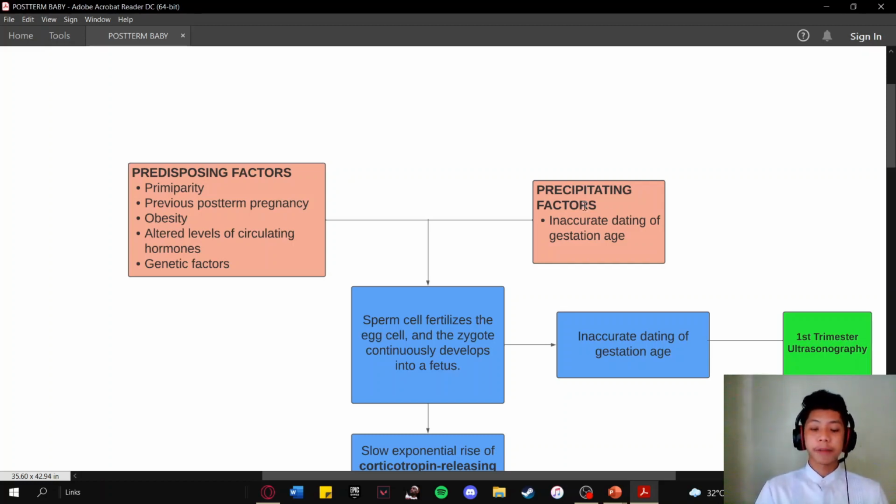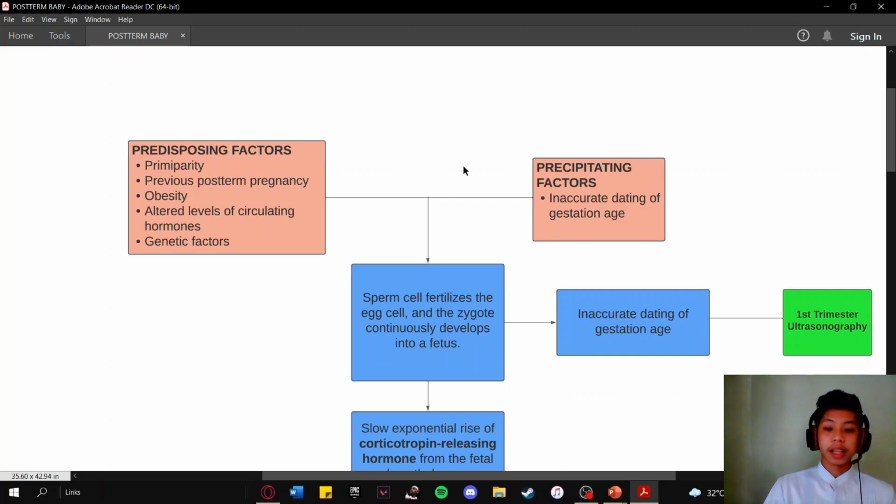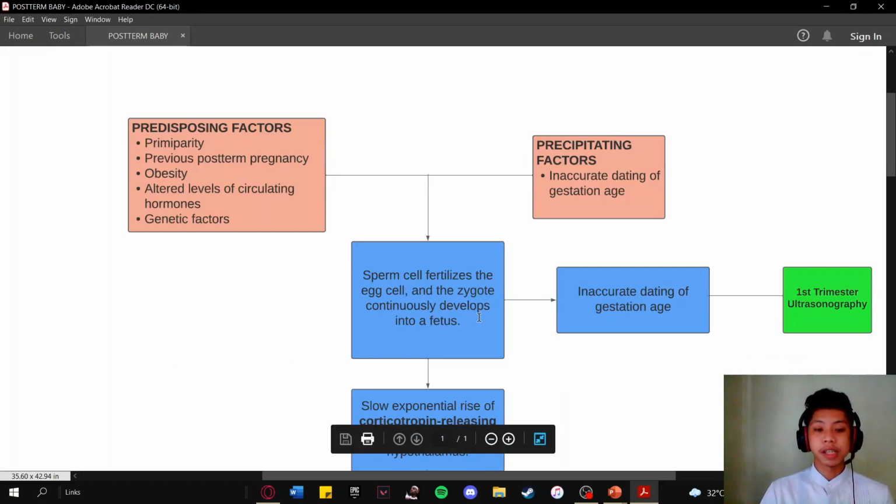And for the precipitating factor, which is also a major factor for postterm pregnancy, the inaccurate dating of gestation age. So miscalculations when it comes to the expected date of delivery. There will be tendencies like postterm pregnancy will also occur, but that can also be easily ruled out, and I will mention that during the disease process or the pathophysiology of postterm pregnancy.